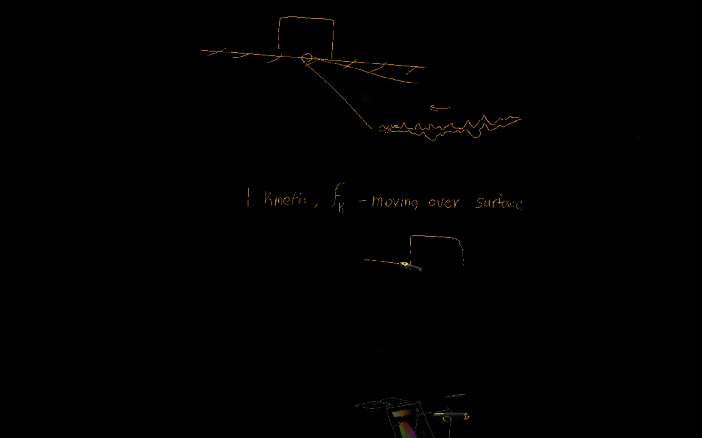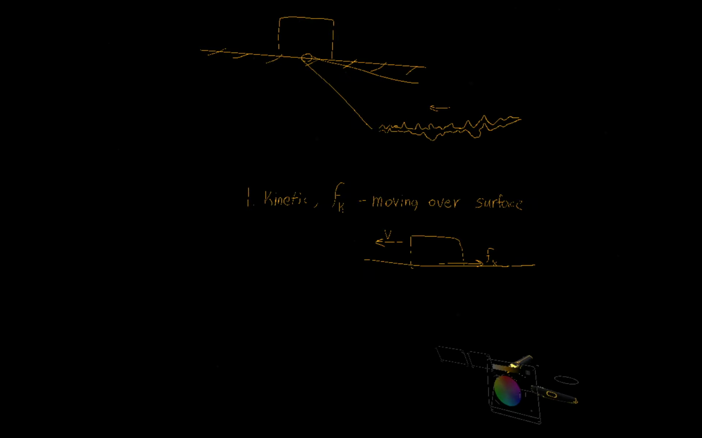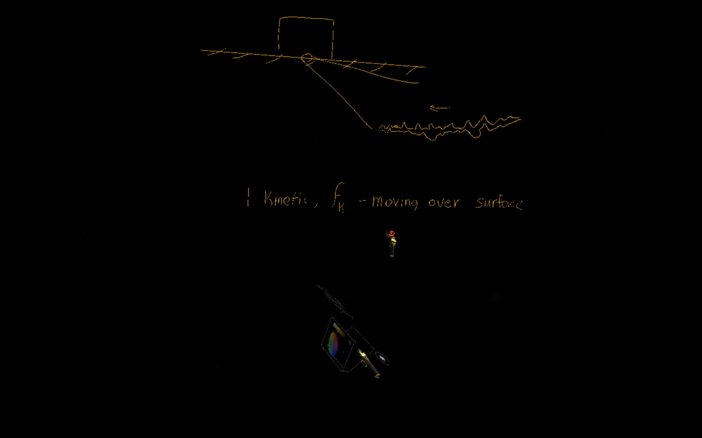So kinetic friction is always in the direction opposite to motion. If you're giving it some velocity this way, because you're pushing on it, then friction would be acting this way. This is the kinetic friction, opposite its motion. So it resists you.